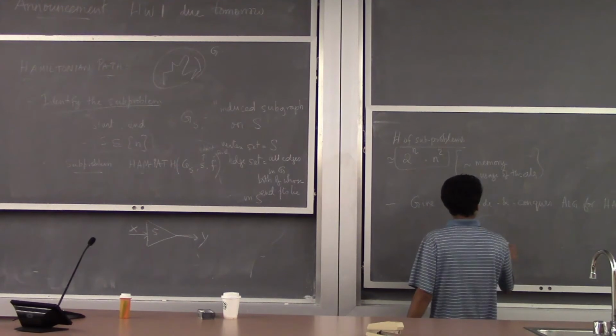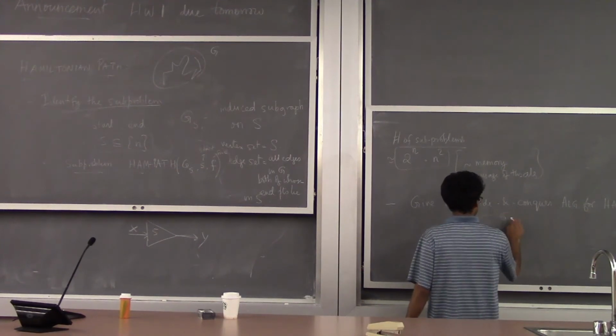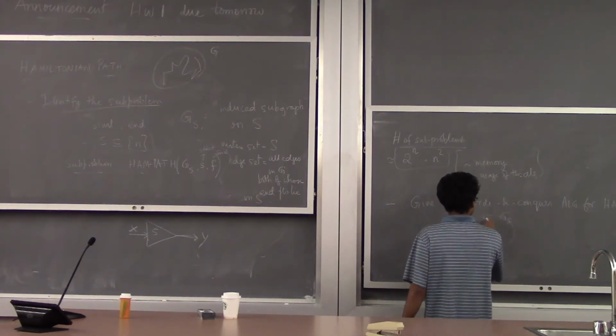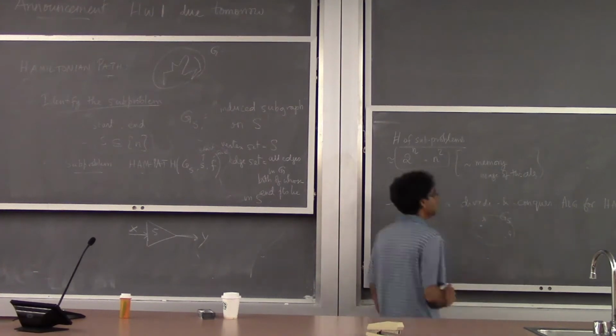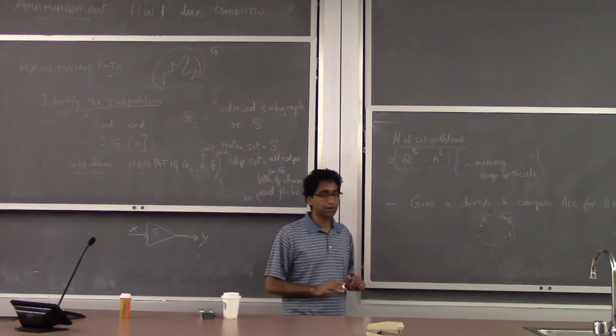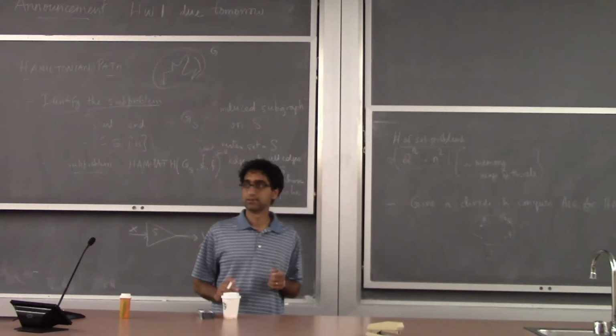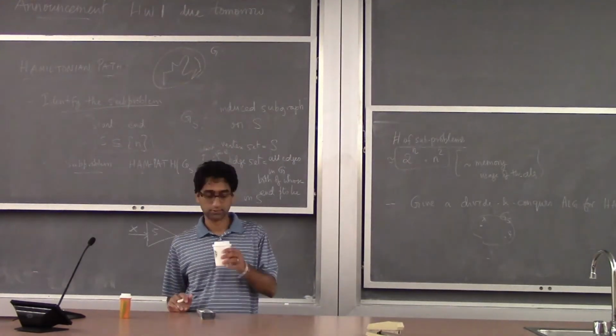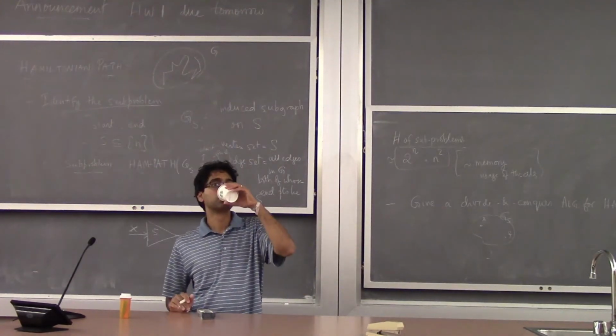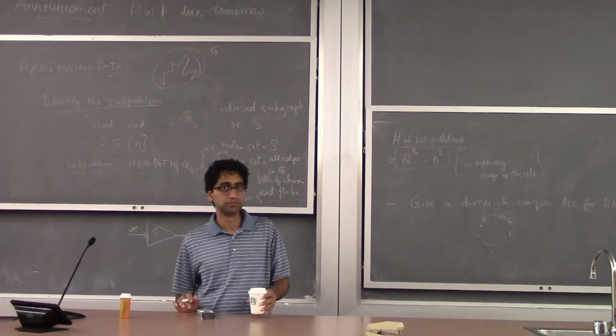So I have G sub S, this is some subgraph. And I have a start, I have a... How would you come up with a divide and conquer algorithm for this? Any suggestions?